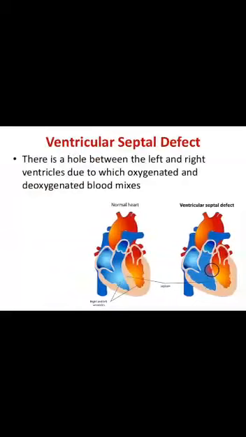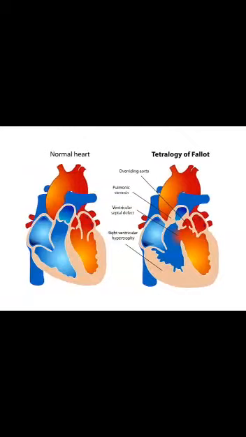In overriding of the aorta, the aortic valve, which opens to the aorta, is enlarged and seems to open from both ventricles rather than from the left ventricle only, as in a normal heart. In this defect, the aortic valve sits directly on top of the ventricular septal defect. That is overriding of the aorta.